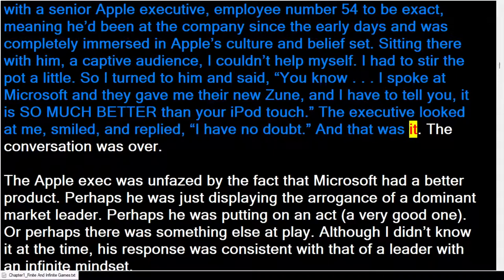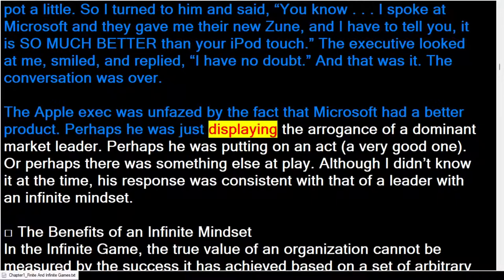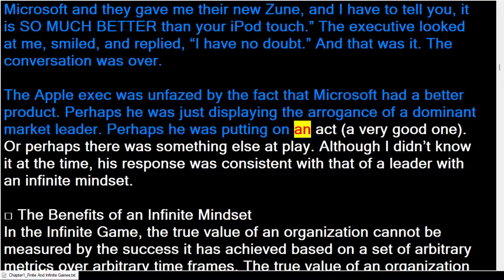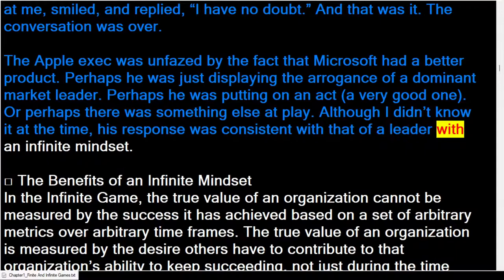The Apple exec was unfazed by the fact that Microsoft had a better product. Perhaps he was just displaying the arrogance of a dominant market leader. Perhaps he was putting on an act, a very good one. Or perhaps there was something else at play. Although I didn't know it at the time, his response was consistent with that of a leader with an infinite mindset. The benefits of an infinite mindset.